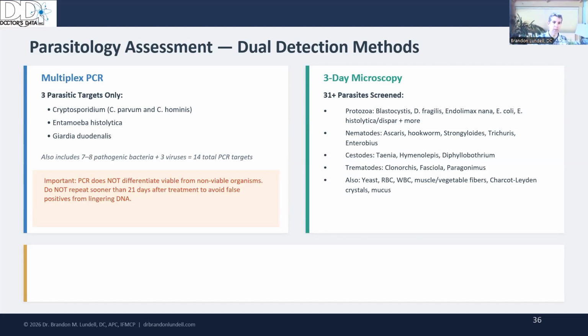And this microscopy is really, really important. So someone's looking at it. Do I see yeast? Do I see red blood cells? Do I see white blood cells? Do we see muscle fibers, vegetable fibers? Do we see mucus? Whether or not it showed up.